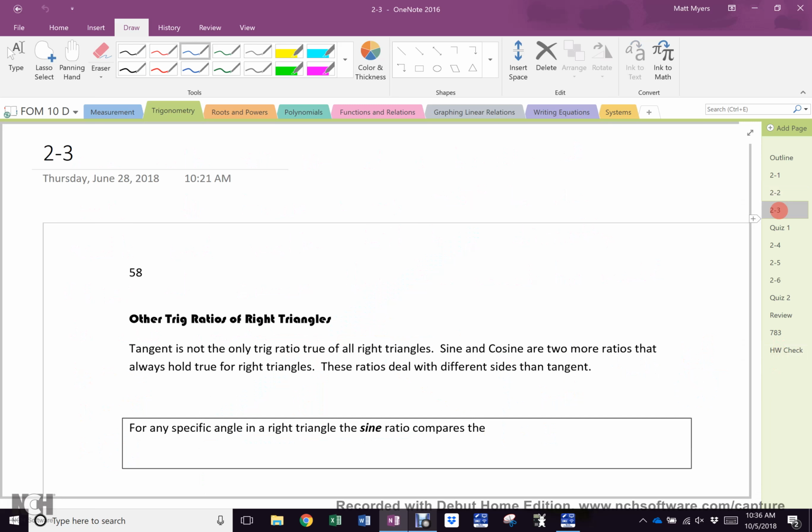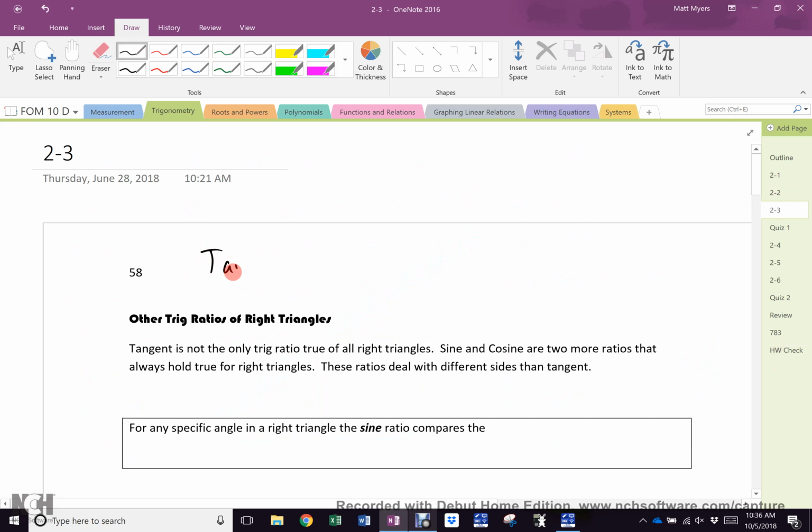We already know one ratio. Tan is what? We're on 58 now. What is tan? Opposite leg over adjacent leg. What's missing? The hypotenuse. We haven't talked about the hypotenuse. The only thing we know about the hypotenuse is Pythagoras, yes?